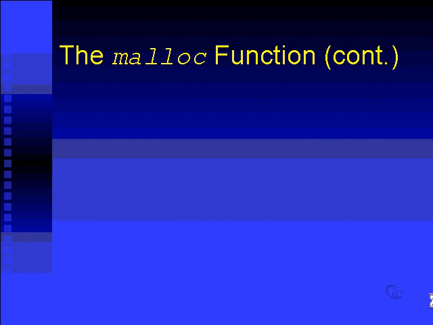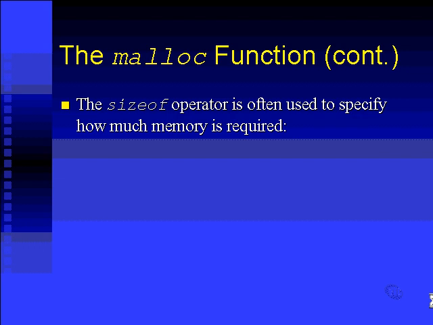Okay, what else can we know about malloc? The sizeof operator is often used to specify how much memory is required. I mean, you can, if you like, say, okay, well, I want a double, and therefore a double is 8 bytes, so I'll just ask for 8. Well, a double is 8 bytes, but what if it changed one day? Or what if you had a compiler or an operating system that treated a double differently? It's much safer just to say, I don't want 8 bytes, I want the size of a double.